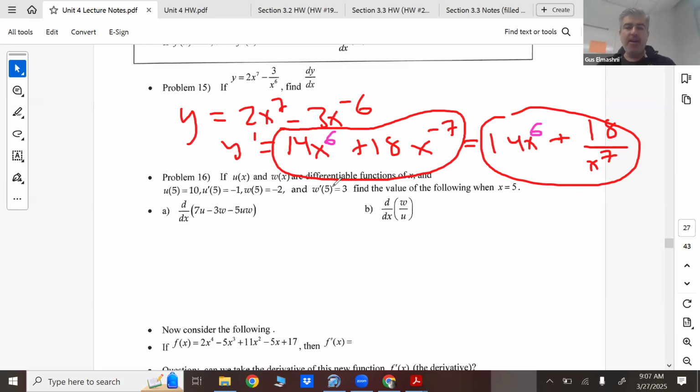14x6. Okay. Problem 16 is kind of funny. So this will be what? 7 u prime minus 3 w prime. Ooh, I'll make it multiple.